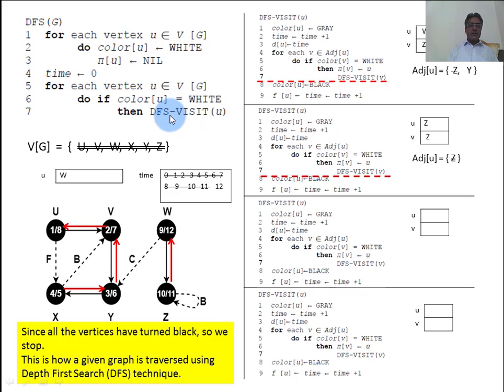At this location, all the nodes have been processed, and since all the vertices have turned black, we stop. This is how a given graph is traversed using the depth first search algorithm technique.